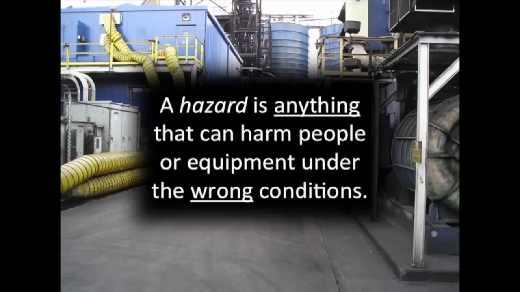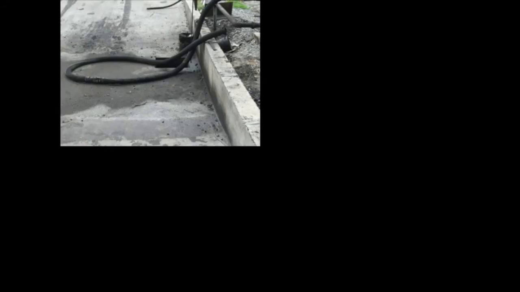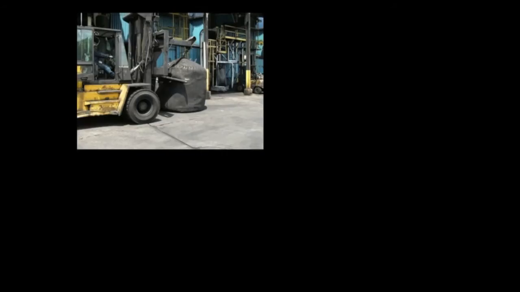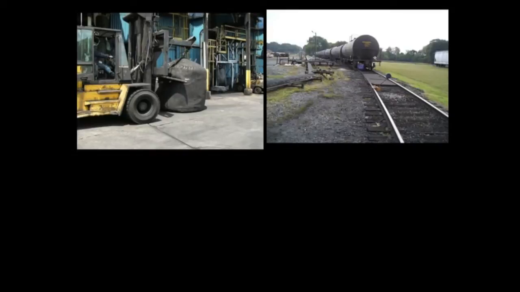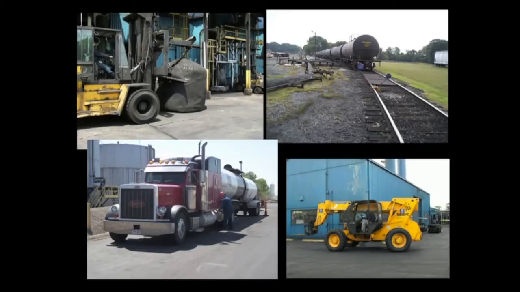Workplace hazards can be found in most industrial settings. A hazard is anything that can harm people or equipment under the wrong conditions. Some examples include stairs, ladders, and elevated walkways, which present a fall hazard. Objects in the walking path, which present a trip hazard. And forklifts, rail cars, or tractor trailers, or other large equipment, which can present a moving vehicle hazard.